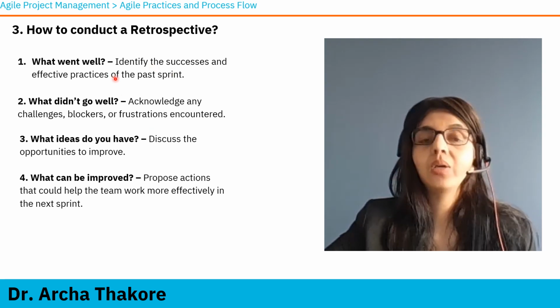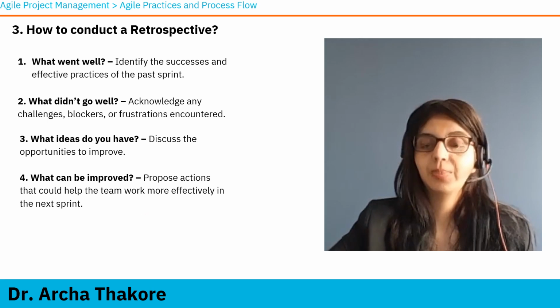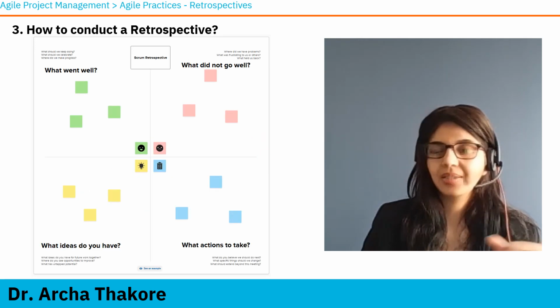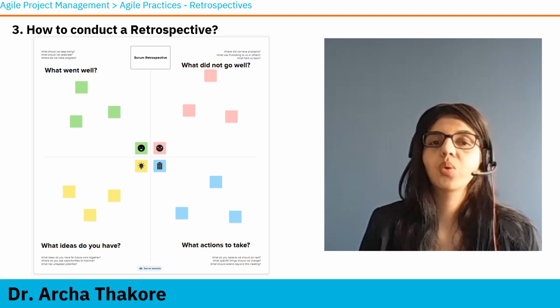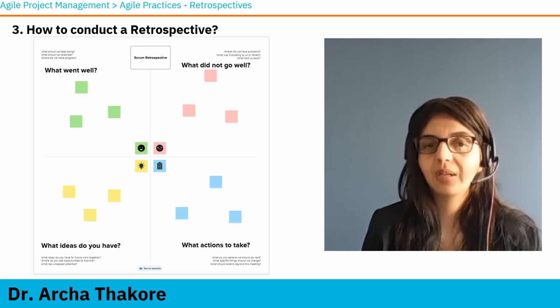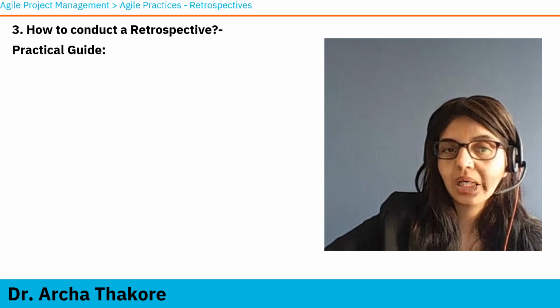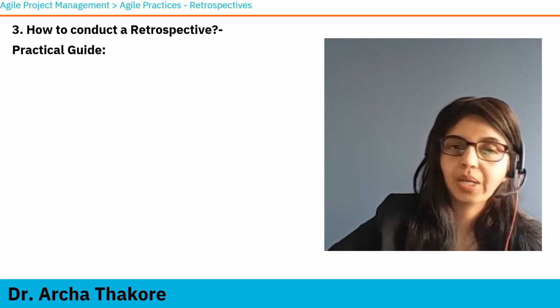What went well? What didn't go well? What ideas do you have? What can be improved? Okay, this is a template that I have made. I made it in Mural. This just gives an idea as to how you can virtually conduct a retrospective. We'll come back to it when we talk about the practical approach of doing a retrospective.